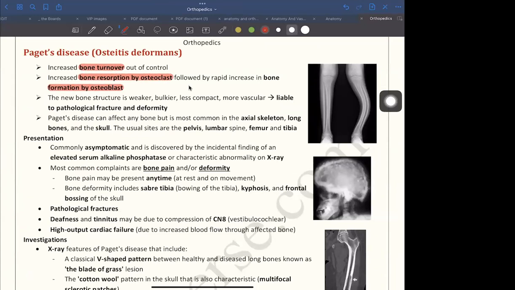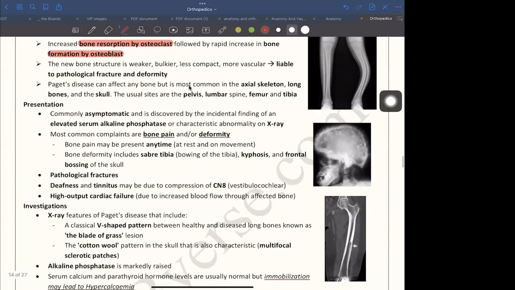And this is what will lead to the symptoms that you will have. You're at higher risk of fracture because your bone is weaker, less compact, and bulkier. It is vascular, so it will cause very, very severe headache, okay? And it might also cause loss of hearing as well, deafness and tinnitus, okay?